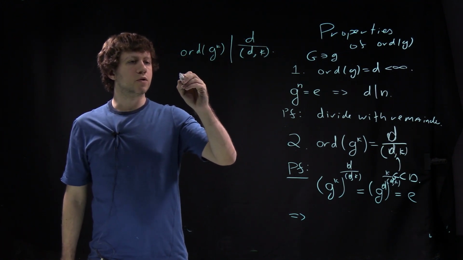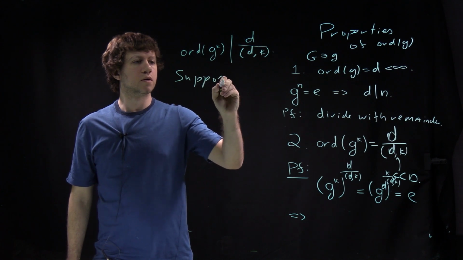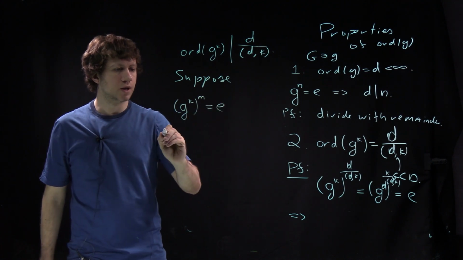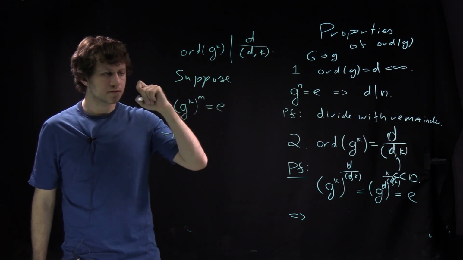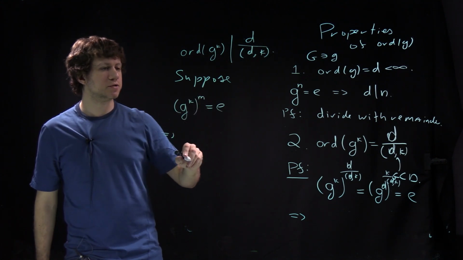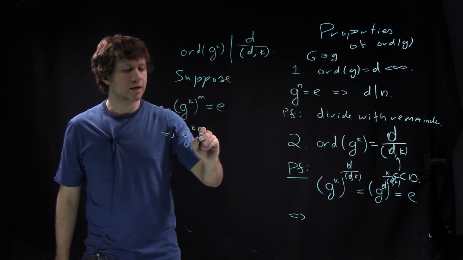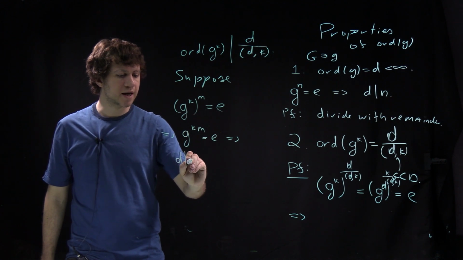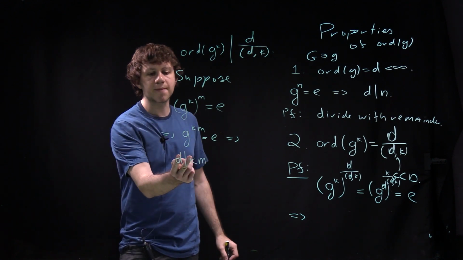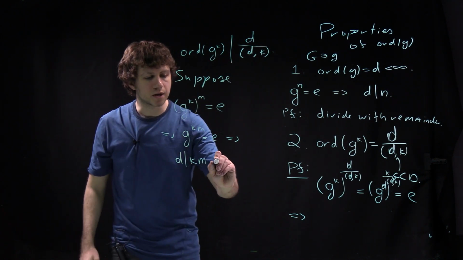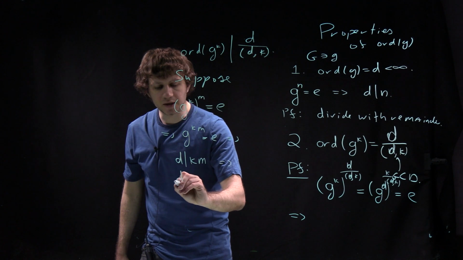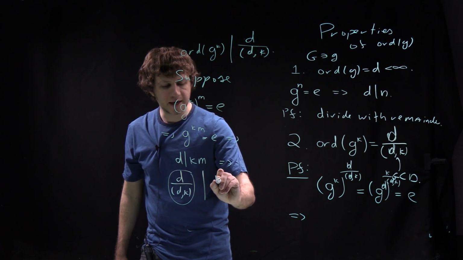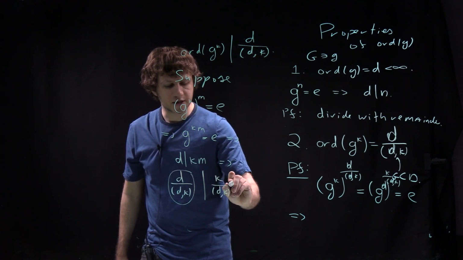Okay, so let's assume, so suppose g power k power m equals the identity. So suppose m is some number so that this power equals the identity. Then of course g power km is the identity, which implies that d divides km. But if d divides km, you can divide both parts simultaneously by the greatest common divisor. So then d divided by the gcd of d and k, which is again an integer, so you should be careful here, divides k divided by the gcd times m.